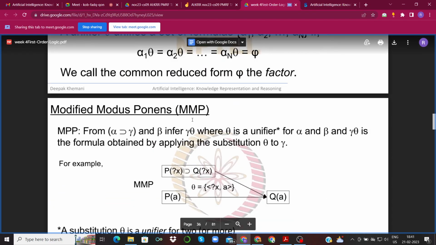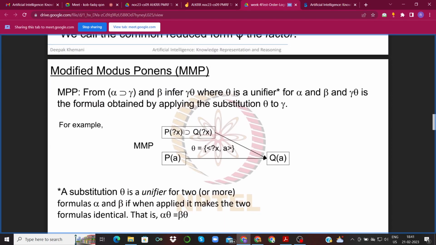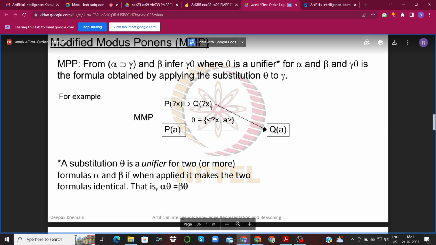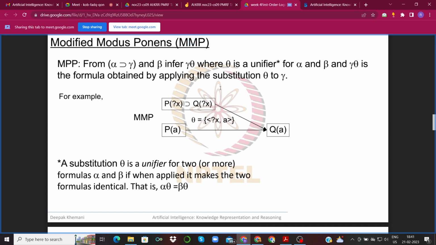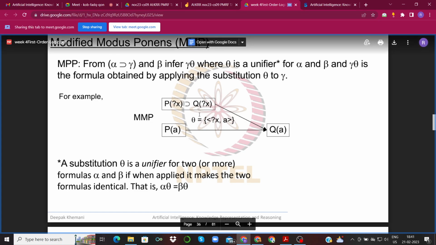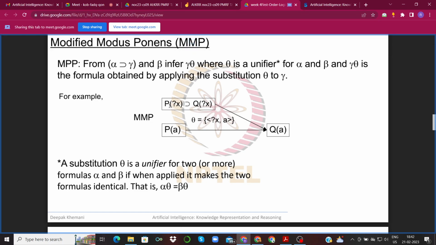This is basically helpful when we try to do something like a modified modus ponens. So if you remember, or for those who might not have watched this, a modified modus ponens is basically when you have something like p(x) implies q(x), okay, and you have p(a).